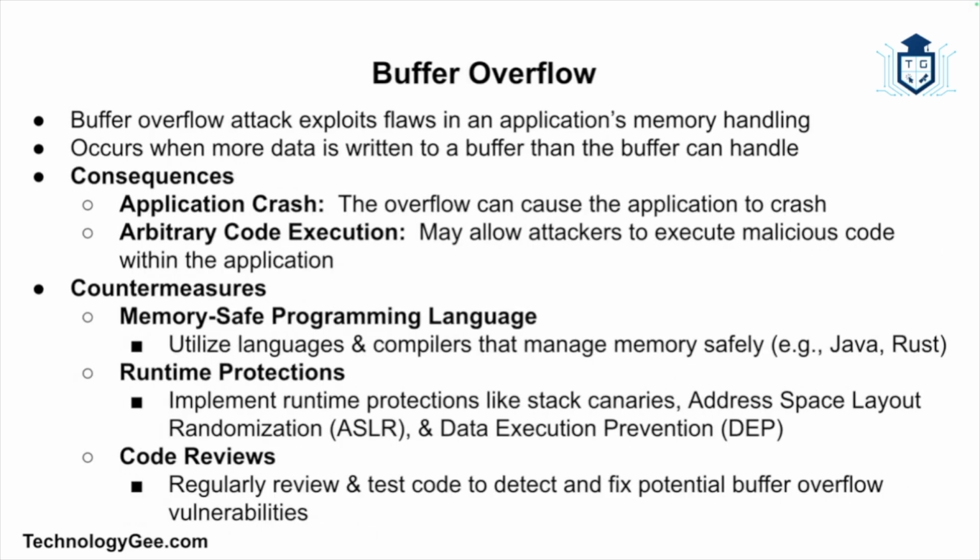Next type of attack is a buffer overflow. So a buffer overflow attack exploits flaws in an application's memory handling, specifically when more data is written to a buffer than the buffer can handle. And this can cause the application to crash or execute arbitrary code. And countermeasures include utilizing programming languages and compilers that manage memory safely, employing runtime protections, and regularly reviewing code to detect potential vulnerabilities.